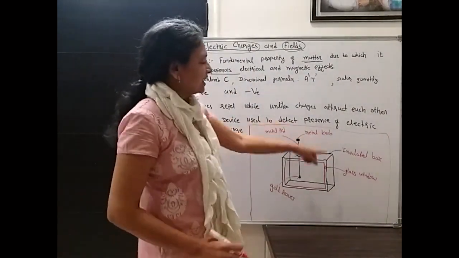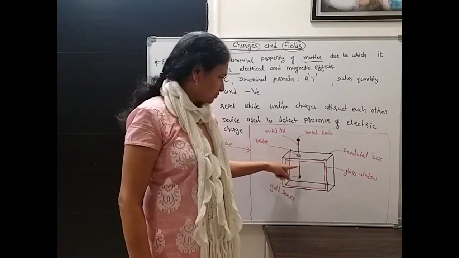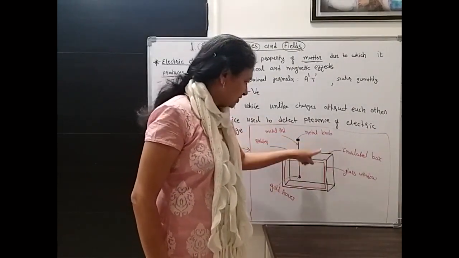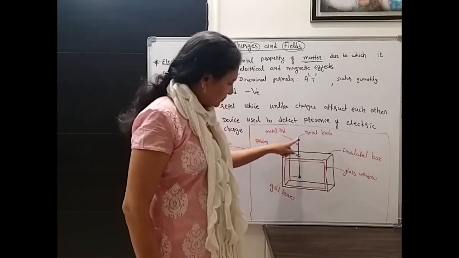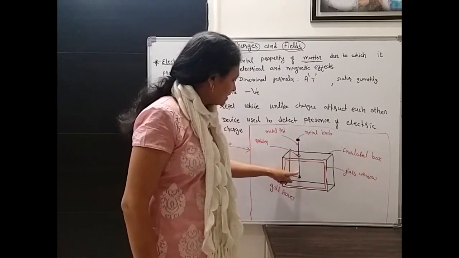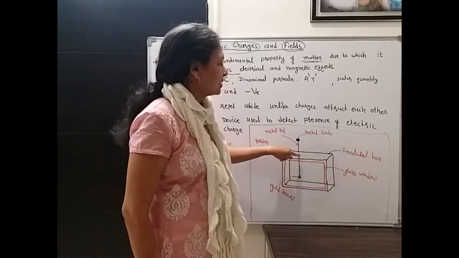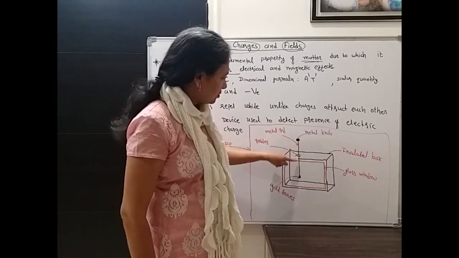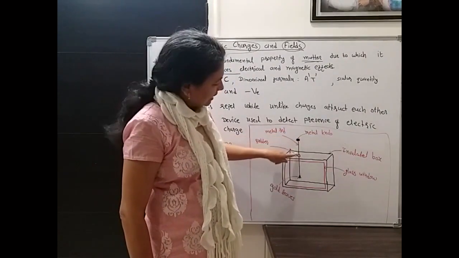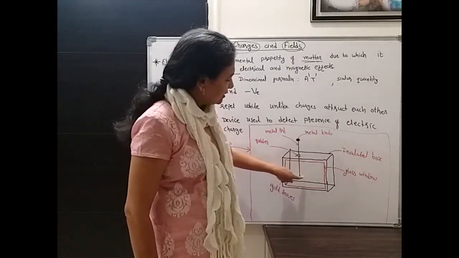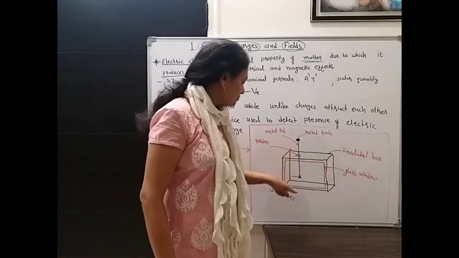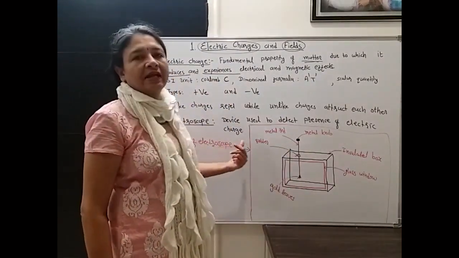Here, this is the diagram of the gold leaf electroscope. It consists of an insulated box. This is the insulated box. Through the upper wall, a metallic rod is passed through a rubber gasket. This rod is attached to a metal knob at the upper end, and at the lower end two leaves made from gold are attached. That's why it is known as a gold leaf electroscope.